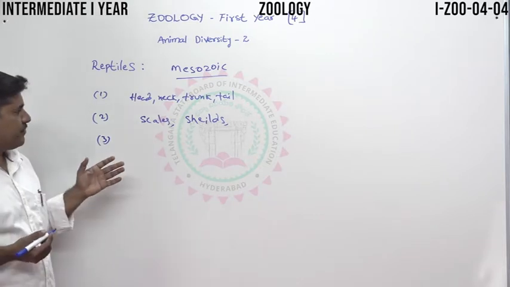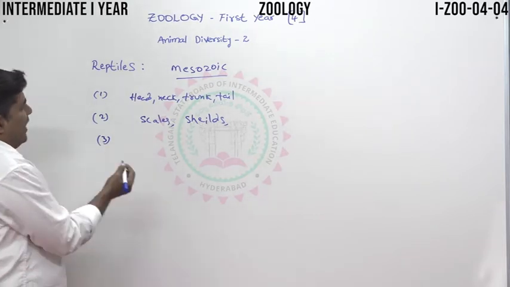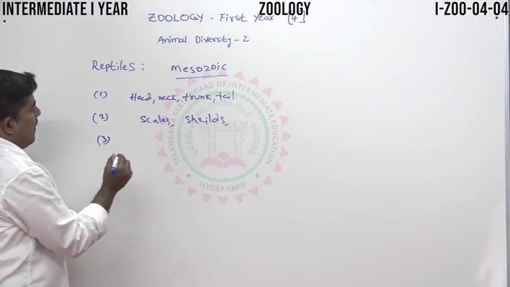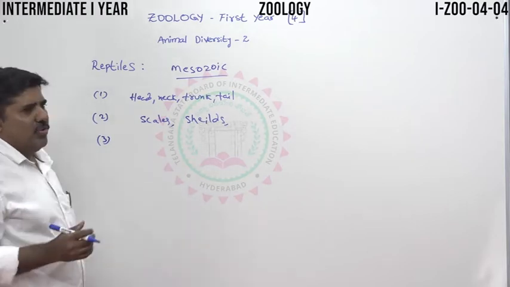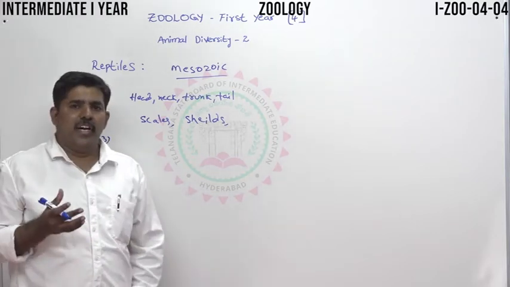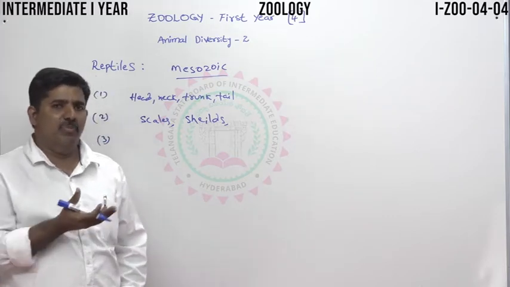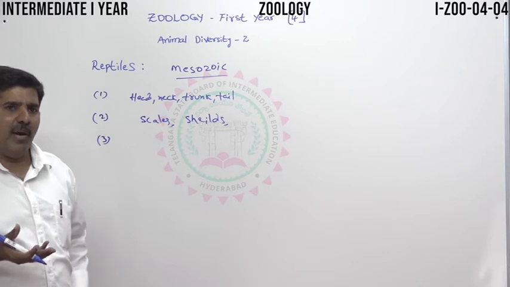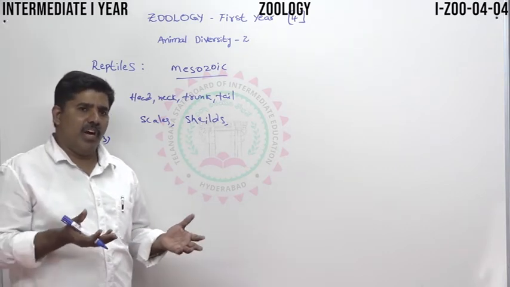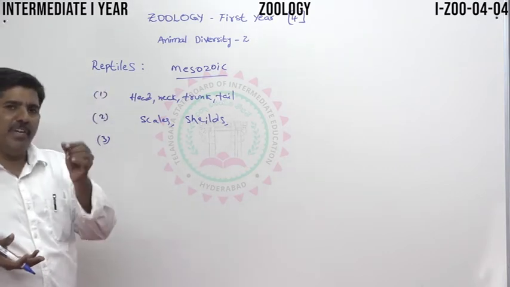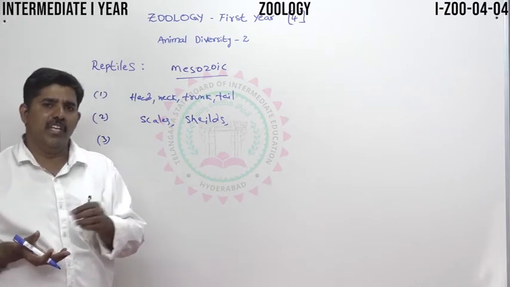Then the important area is the digestive system. The digestive system follows the same process as in the previous class on amphibians. Why? Because some of the species are carnivores. Most are carnivores, so the alimentary canal is short.